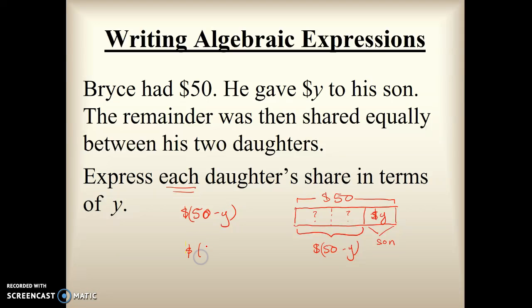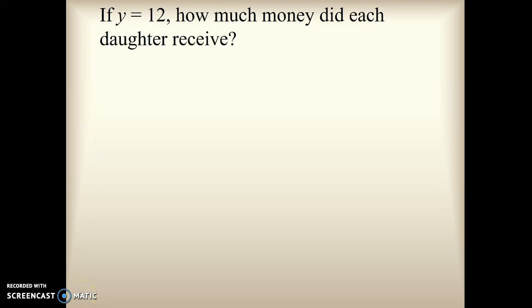So remember, in algebra, we are using variables to express amounts that we don't yet know. So since we don't know this number, this amount that Bryce has left after giving money to his son, we're just going to write it just like we did up here, but now we're going to divide it by 2. And our expression for the amount of money that Bryce gave to each daughter is $50 minus y divided by 2. And that's it.